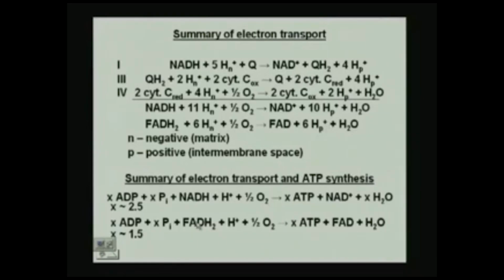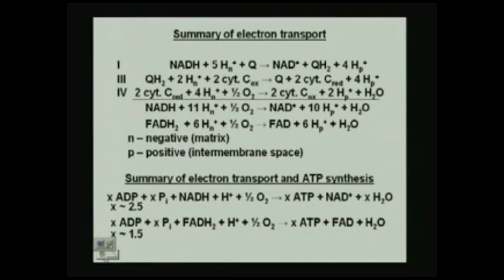Now, if we consider the summary of the electron transport and ATP synthesis, we actually have x ADP plus x Pi with NADH plus H plus give you x number of ATP. In terms of NADH and NAD plus, in this system, for every NADH you get 2.5 moles of ATP. For ADP and Pi, for the system FADH2 to FAD, you get 1.5 moles of ATP.